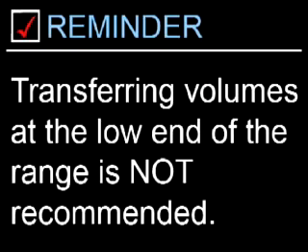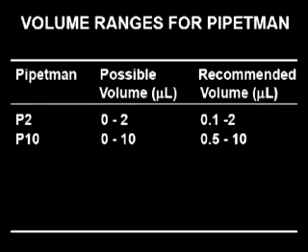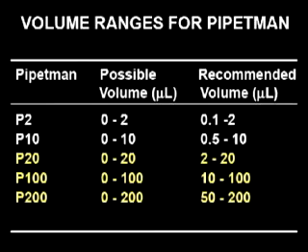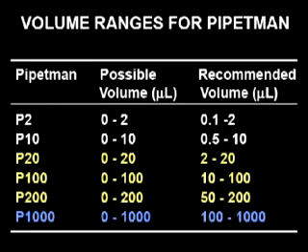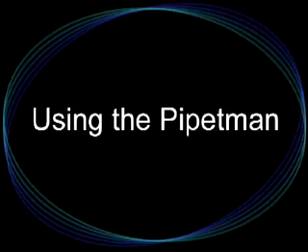However, transferring volumes at the low end of the range is not recommended because the standard deviation is too high to ensure precision. Thus, the minimum amount of liquid that can be transferred in microliters is 0.1 for the P2, 0.5 for the P10, 2 for the P20, 10 for the P100, 50 for the P200, and 100 microliters for the P1000. Now that we've covered what an automatic pipette is and how it works, we'll take a detailed look into how the Pipetman is used in the laboratory.